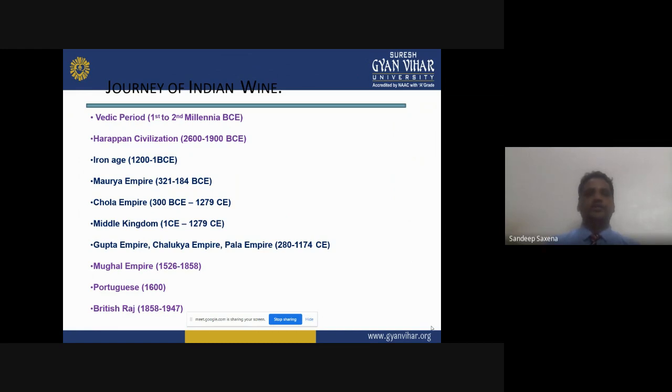Then the Iron Age, that is 1200-1 BCE. After that, there is the Maurya Empire, in the years 321 to 184 BCE. Then the Chola Empire maintains the journey of Indian wine, 300 BCE to 1279 CE. Then the Middle Kingdom, 1 CE to 1279 CE. Then the Gupta Empire, Chalukya Empire and the Pala Empire, 280 to 1174 CE.